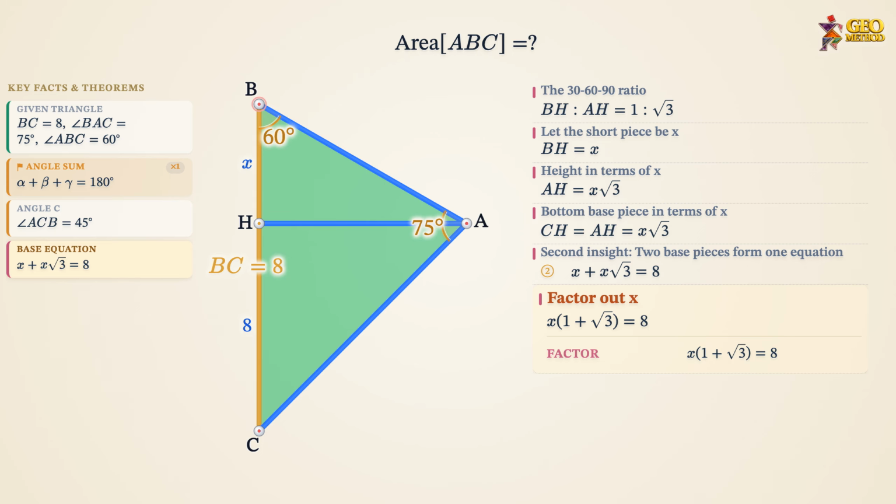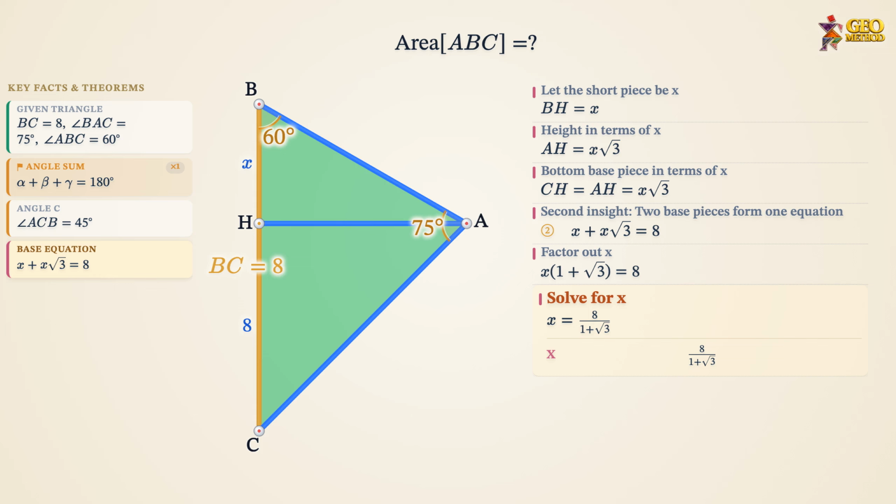Both terms on the left share a factor of X, so pull it out to get X times the quantity 1 plus the square root of 3 equal to 8. This isolates the bracket we will divide by next. Divide both sides by 1 plus the square root of 3, and X equals 8 over 1 plus the square root of 3. This is correct, but has a messy, irrational denominator, so we tidy it up.